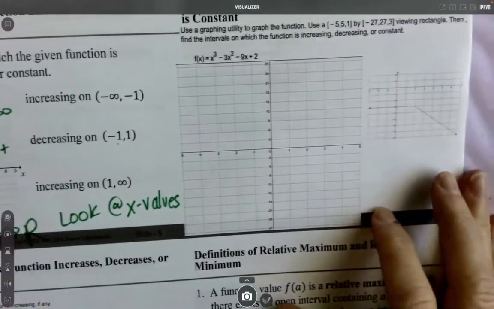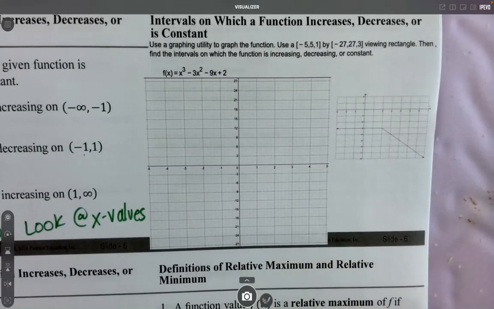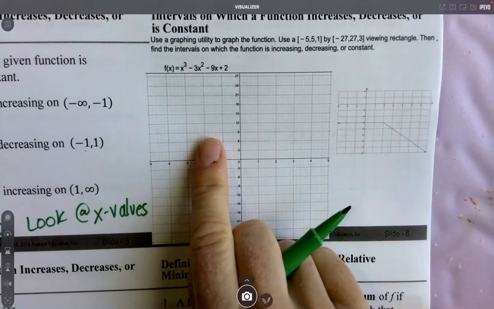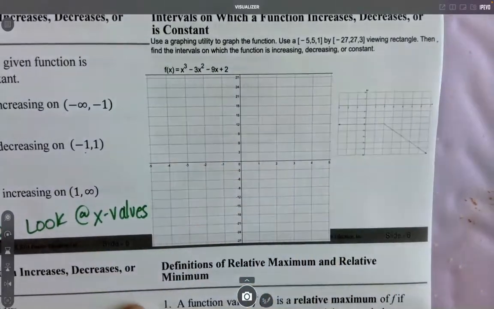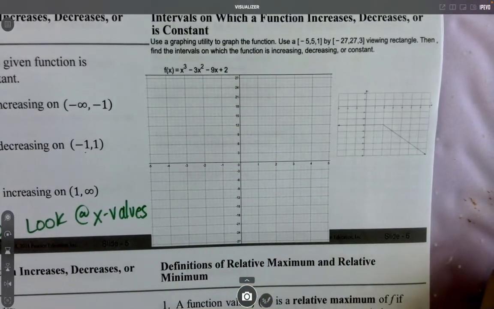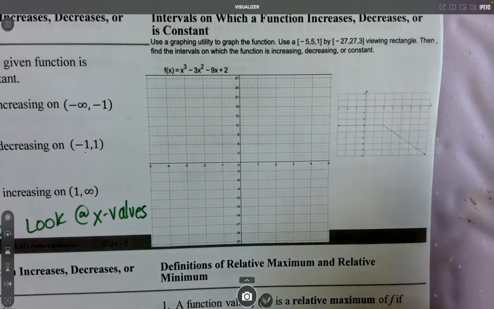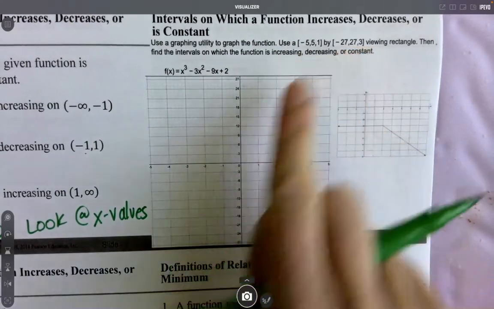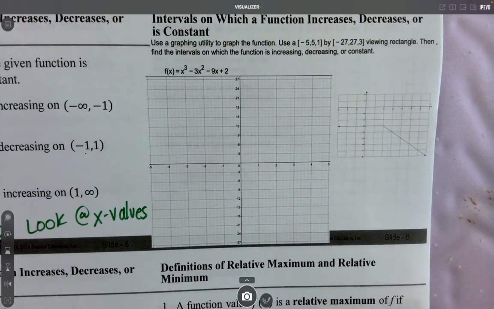All right, so let's look at this function here. Oh, that shouldn't have been there. I should have deleted that. Sorry. So this is here. Using a graphing utility to graph the function, we are going to look at this as our window and then find the intervals when it's increasing, decreasing, or constant.